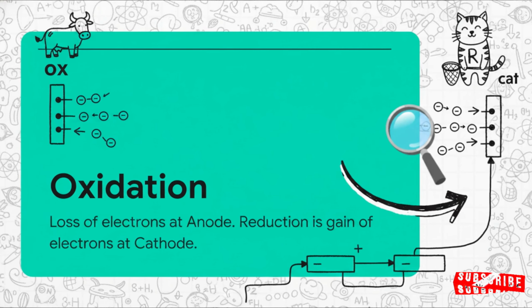Here is a classic tutor trick for you. Just remember an-ox and red cat. Anode is oxidation, reduction is cathode. Get that locked in your brain, and I promise the rest of this explainer will be an absolute breeze.